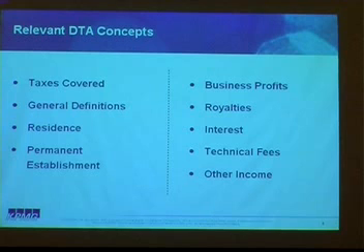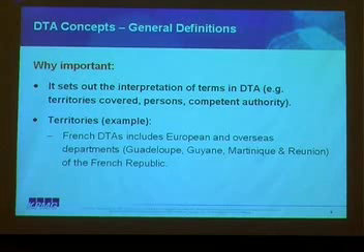I think if we start by looking at the general definitions, it may seem fairly obvious, but sometimes it's worth having a look at what is the scope of the territory covered. For instance, I put the illustration on the slide of France. Now, to many of us, France may be that block of land to the south of England that was cut off from England at the end of the last ice age.